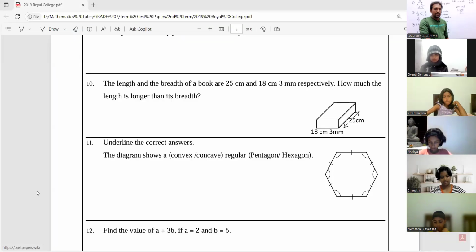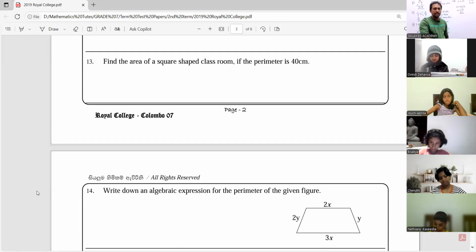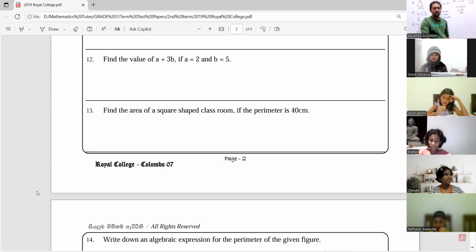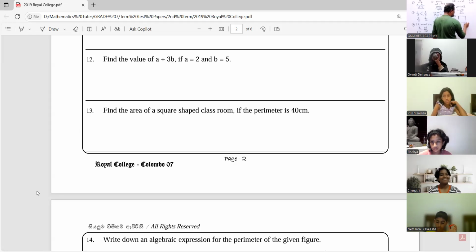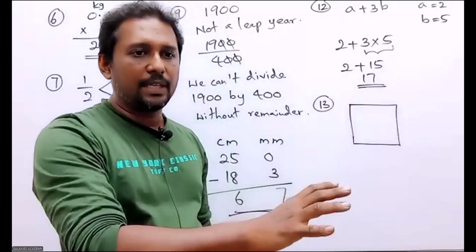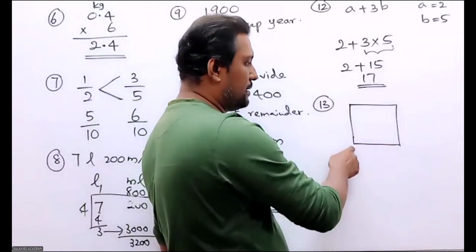Right, then let's go to the next part, question number 13. Find the area of a square-shaped classroom if the perimeter is 40 centimeters. Okay, perimeter given, you have to find the area. The shape of this classroom is square shape. Can you tell me if the perimeter is 40 centimeters, what is the side length of this classroom? Side length. Perimeter is 40.